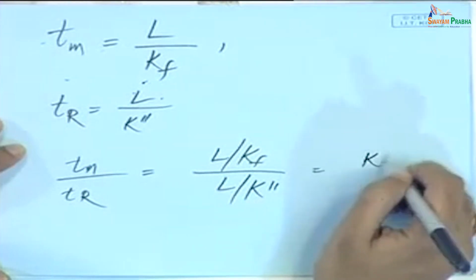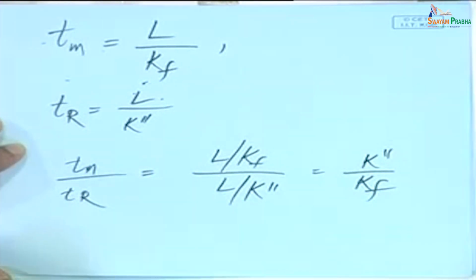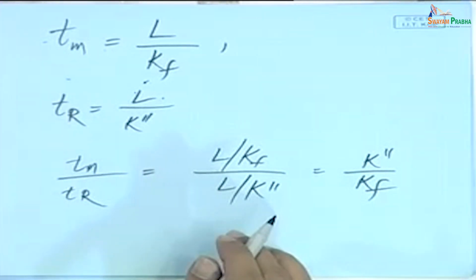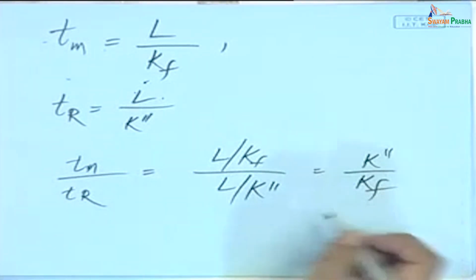So, that is K double prime over Kf, and that is my Damkohler number.